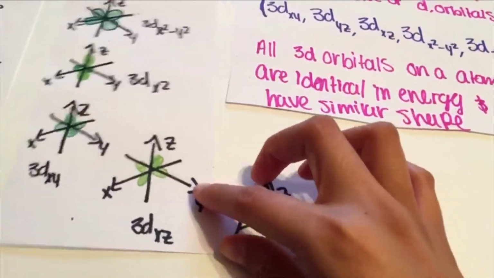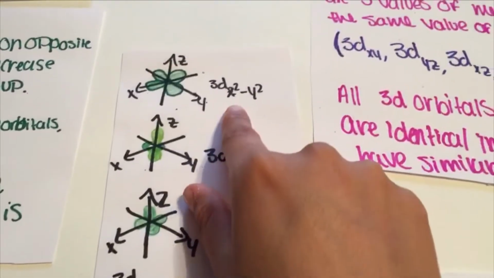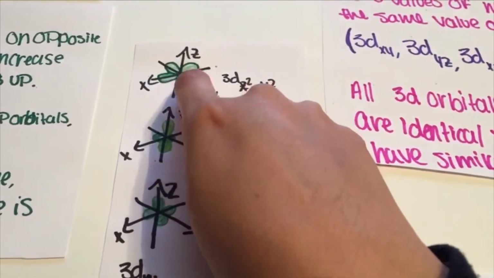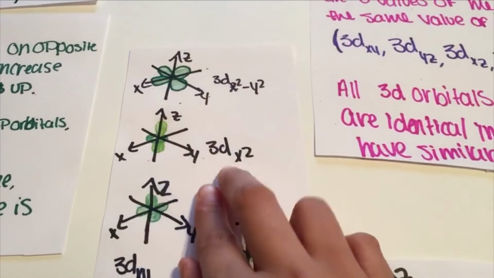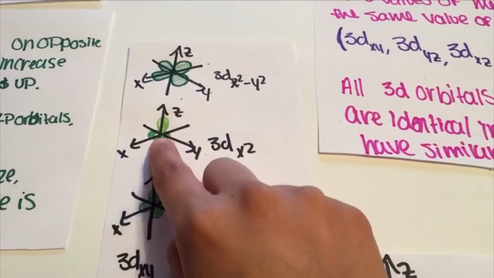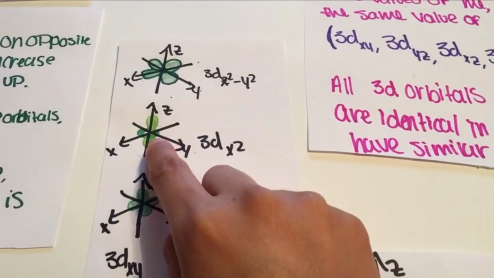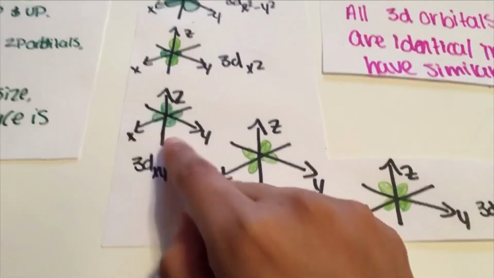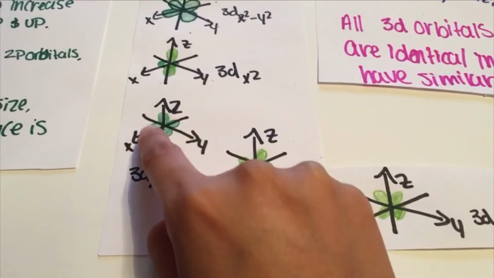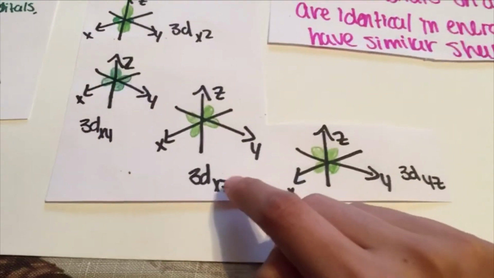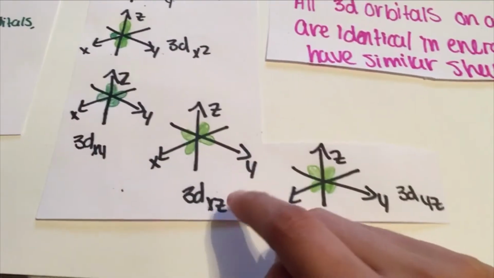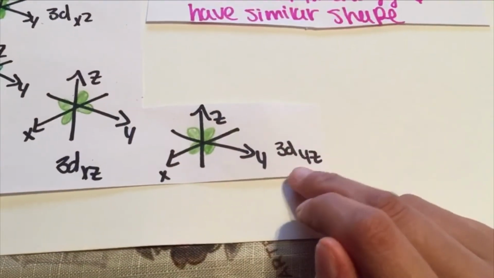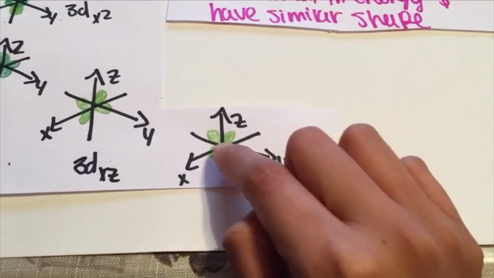As you can see right here, we have the 3dx squared minus y squared. They are lying around the x and y axes. This is the 3dz squared, which is basically lying across the z axis with the ring in the middle. These are the 3dxy, which are lying between the axes like this. And this is a 3dxz, which is basically in the x-z plane. And this is a 3dyz, which is right here too.